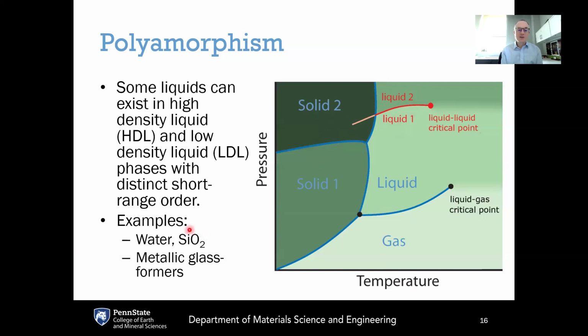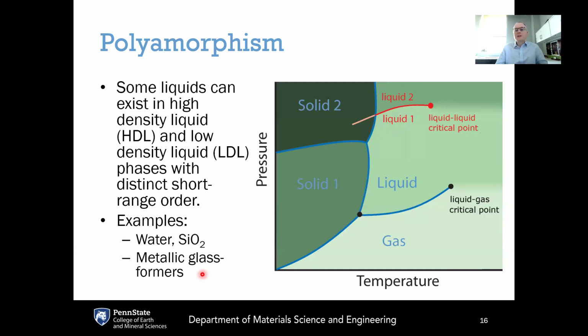Some examples of these are actually water and silica. Again, just as they have anomalous volume temperature diagrams, they also exhibit polyamorphism under high enough pressure conditions. Some metallic glass forming systems have also been shown to exhibit polyamorphism.